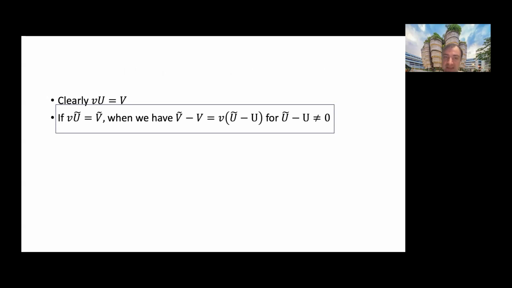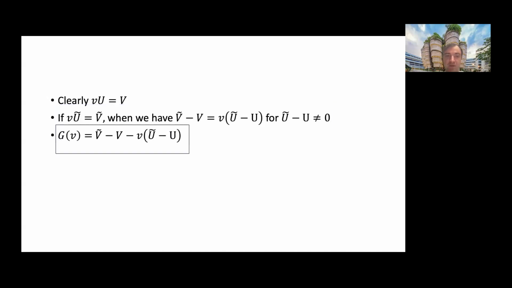so if v small times u big tilde is equal to v big tilde, then we can subtract one from another and get v big tilde minus v big is equal to v small times u big tilde minus u, for u big tilde minus u non-zero. The last condition follows from the fact that we retrieve an incorrect file, so that we achieve something which is not equal to the value of xi which we had to retrieve.